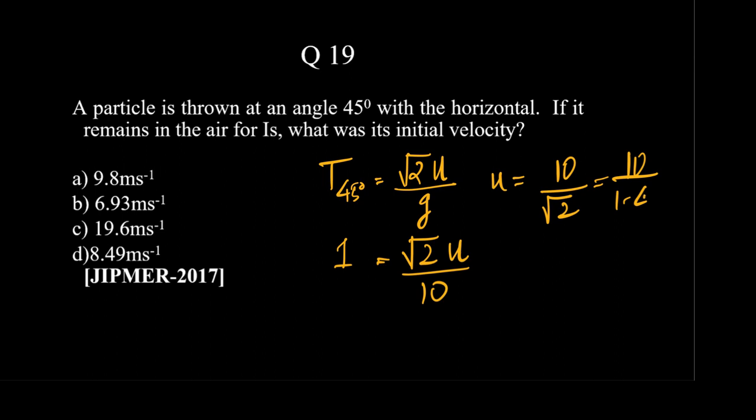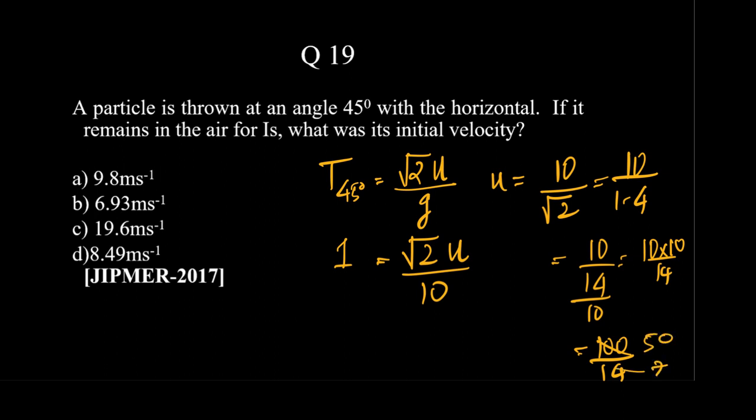See, root 2 is 1.4. So I'll write it as 10 by 1.4, which is 100 by 14. So that will be 50 by 7. 7 sevens are 49, 10, 7.1. So somewhere near to 7.1 will be the answer. Okay, so the answer is 6.93.